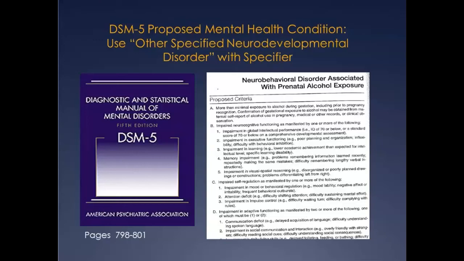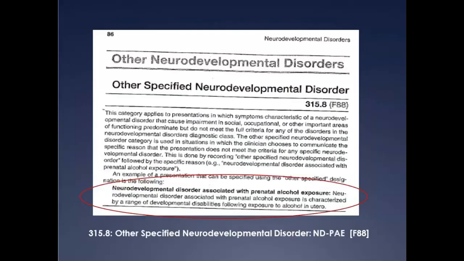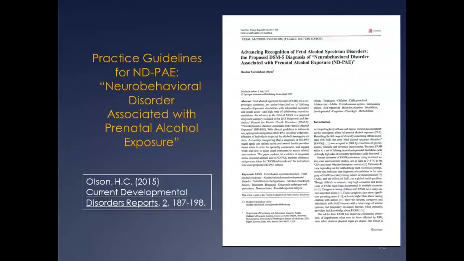Now, you may also notice this is in the section of conditions for further study. However, there's this interesting kind of loophole within the main section of the DSM under Other Specified Neurodevelopmental Disorder, 315.8, where they specifically list neurodevelopmental disorder associated with prenatal alcohol exposure, which you can use and document with this code. For assistance in thinking about how to use the ND-PAE criteria and ways to best document that, there is a nice publication, with the reference cited here, that you can read and think about how this might help you in your practice.